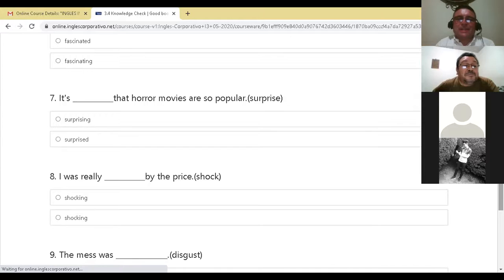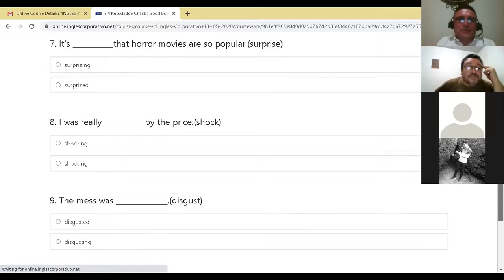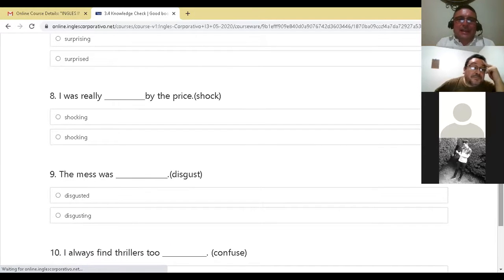Is it surprising or surprised? It's surprising. Yes. You're describing a situation, so you're supposed to use -ing. What about number eight?